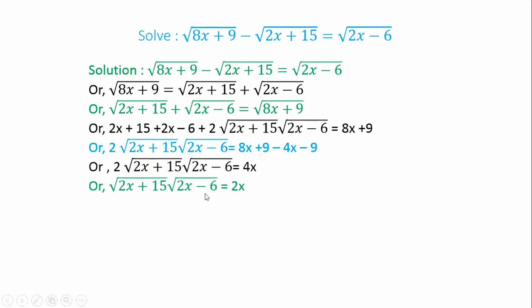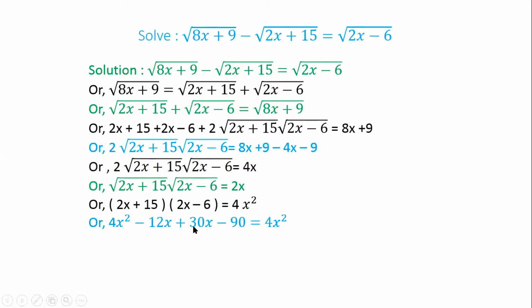If we take square on both sides of this equation, we get 2x plus 15 into 2x minus 6 equal to 4x square. If we multiply these two terms, we get 4x square minus 12x plus 30x minus 90, because 2x into 2x equal to 4x squared, 2x into minus 6 equal to minus 12x, 15 into 2x means 30x, and 15 into minus 6 equal to minus 90. Here 4x squared remains unchanged, whereas minus 12x plus 30x means plus 18x. Other terms remain unchanged.